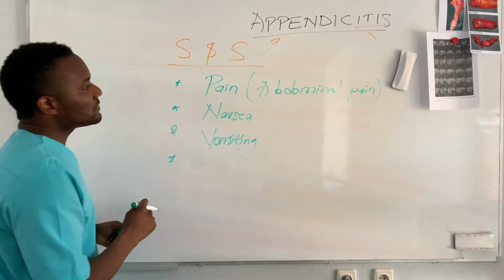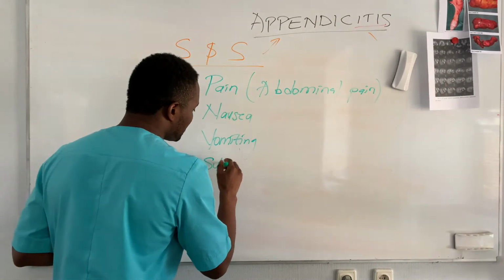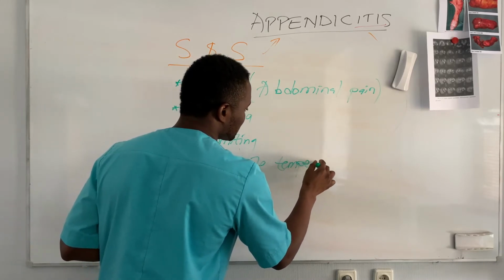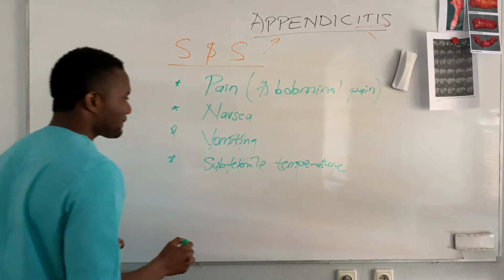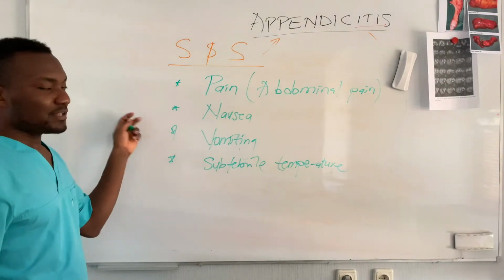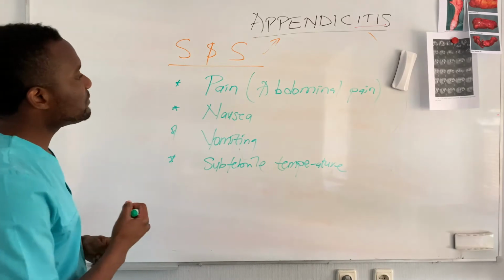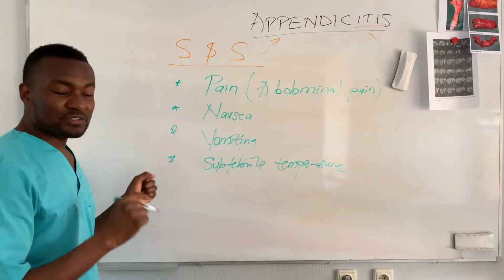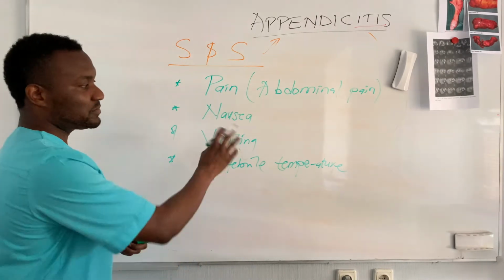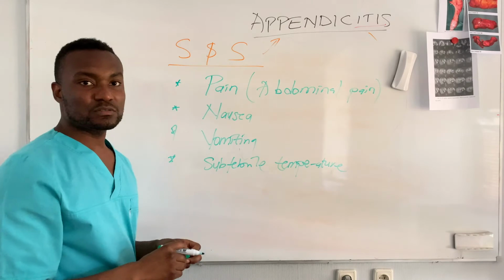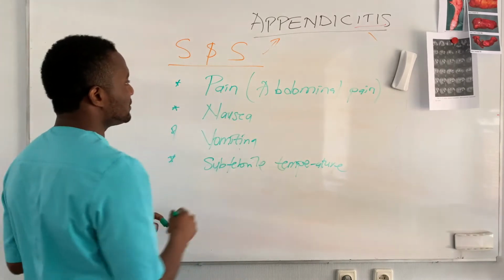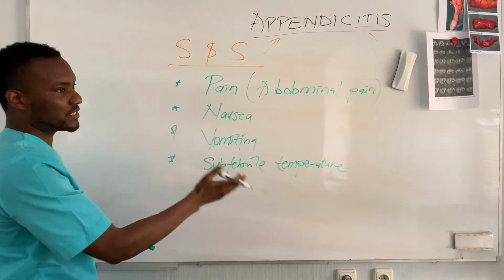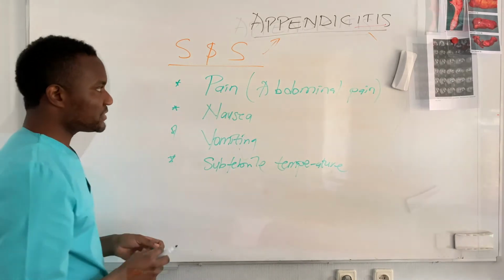And of course, subfebrile temperature. So these are classical signs and symptoms the patient will come to you with. However, put into consideration that most times, or in quite a number of cases, the patients will come with maybe just one of these signs and symptoms, maybe just two. But expect these classical signs and symptoms in patients with appendicitis.